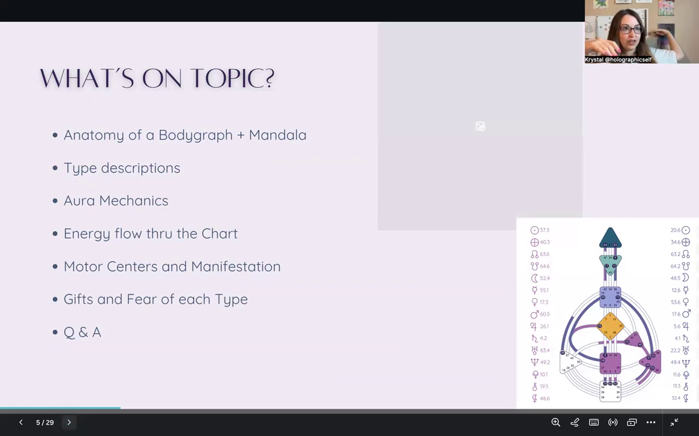This is actually my son's chart. He's a reflector. So, we track the transits through his chart. So, that's something fun to do. But we're going to talk through what all that means.